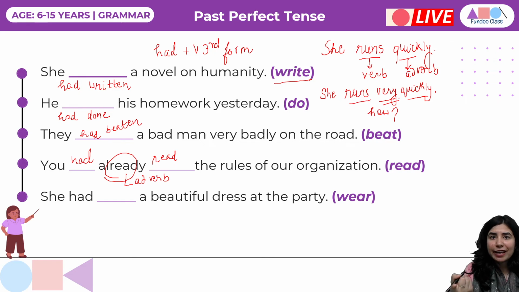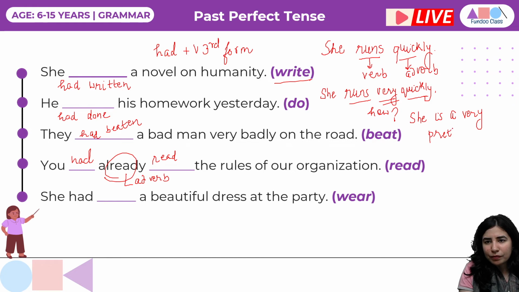So, what is the word very doing? It is helping us explain another adverb. So, very is an adverb that can help us qualify another adverb, which is quickly in this case, right? Let me give you one more example. The third example, let's consider: she is a very pretty girl.